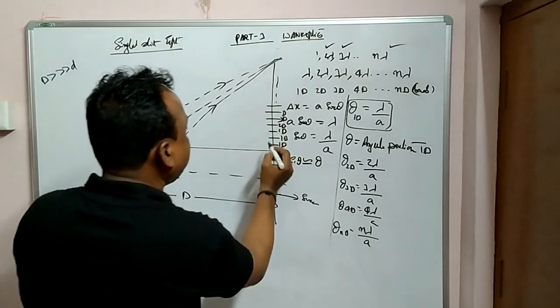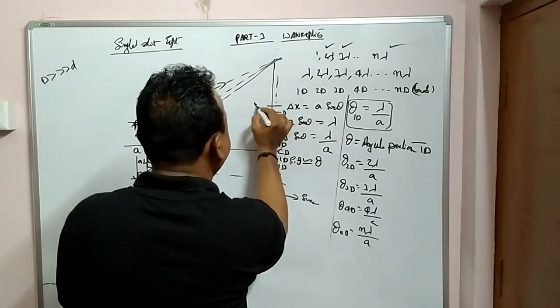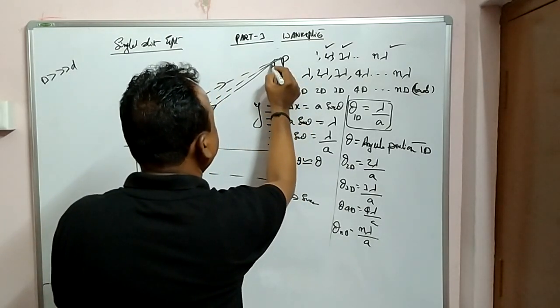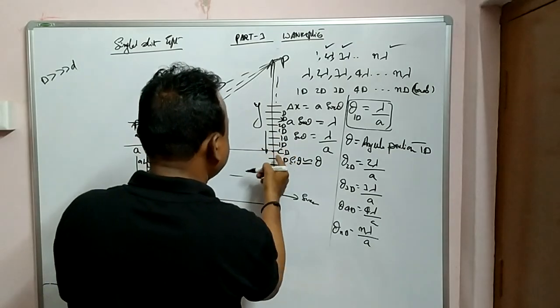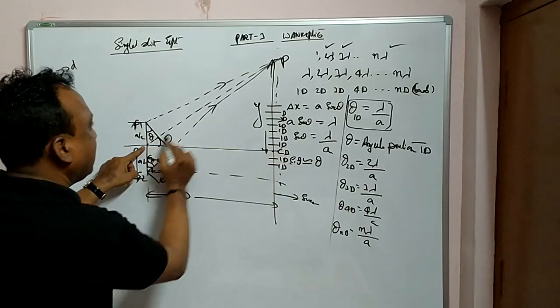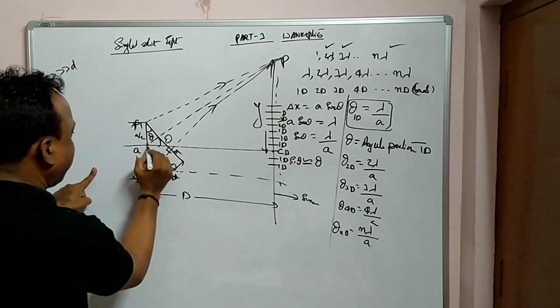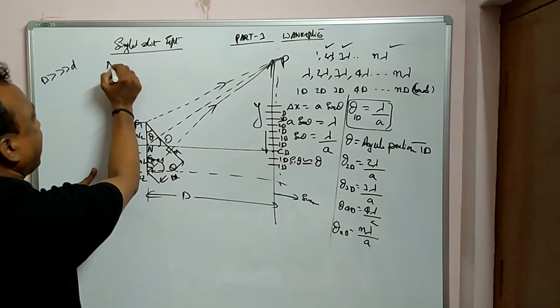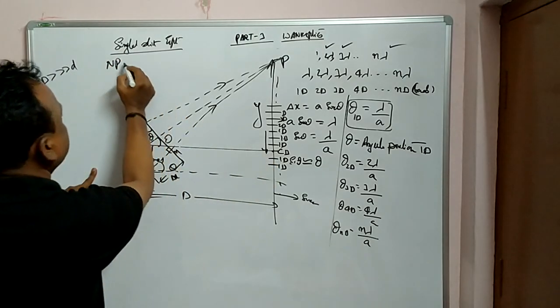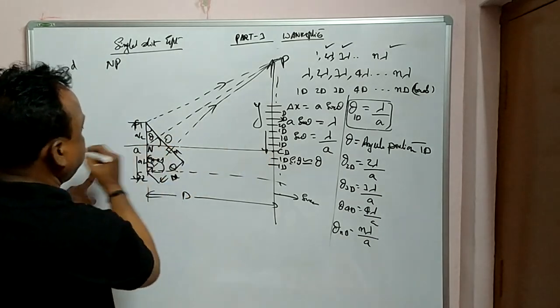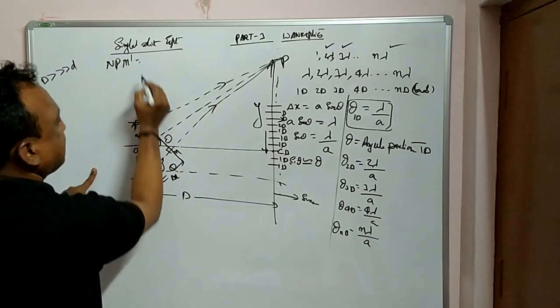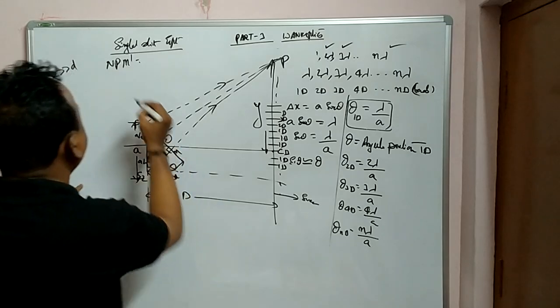In the same way, we have assumed this distance as y, from this point P to the central point. And in this triangle you can see P, S1, S2, N. NP, let us take this as M dash. M dash. In this triangle what is tan theta?